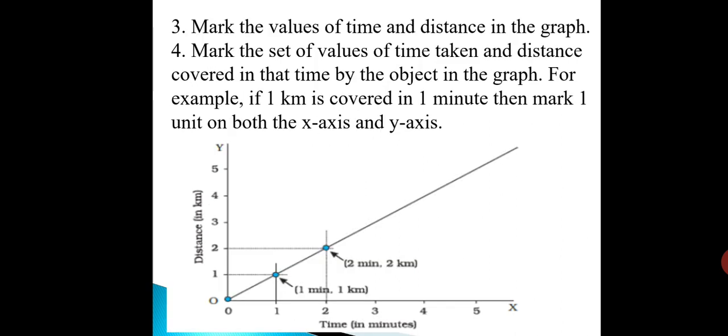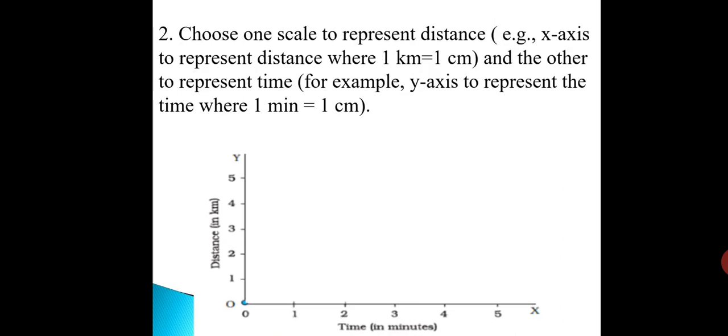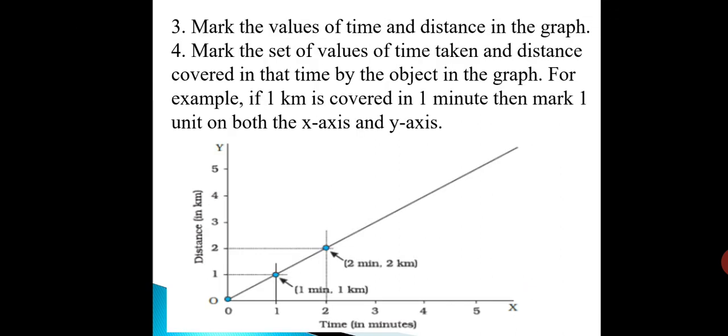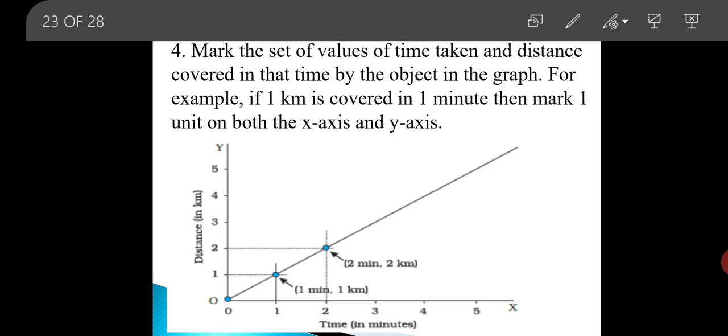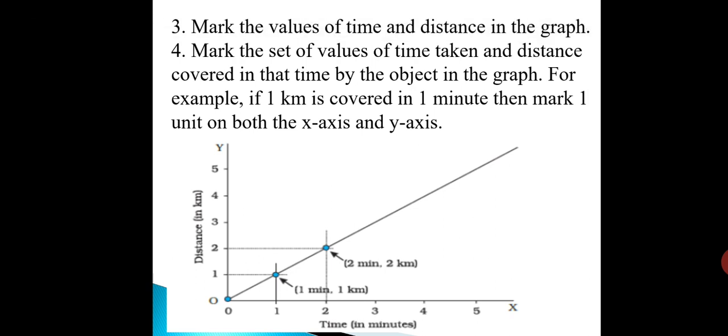Next, mark the values of time and distance in the graph. You have to mark the values, so I have marked 1, 2, 3, 4, 5 on both axes. Now mark the set of values of time taken and the distance in that time. Suppose I have covered 1 kilometer in 1 minute. Can you see this? 1 kilometer here. Then 2 kilometers in 2 minutes, 3 kilometers in 3 minutes, 4 kilometers in 4 minutes, 5 kilometers in 5 minutes.